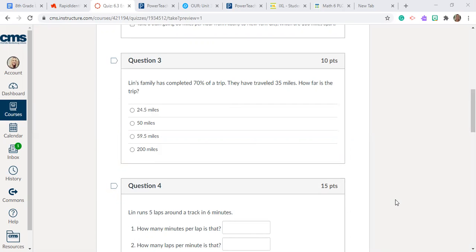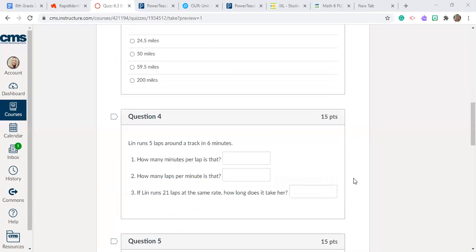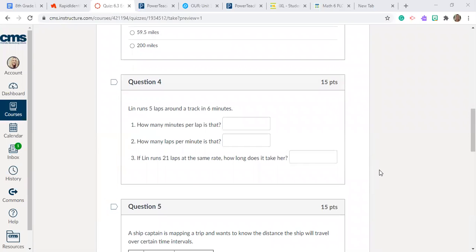So is it 24.5 miles, 50 miles, 59.5 miles, or 200 miles? Pause and do the work. Question number four. Lynn runs 5 laps around a track in 6 minutes. How many minutes per lap is that?